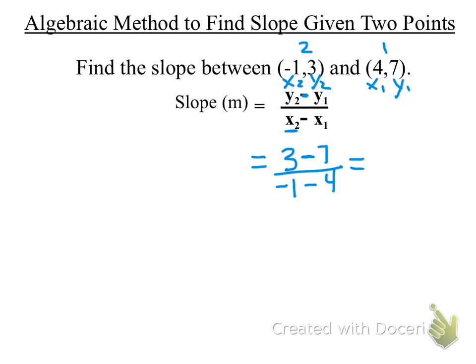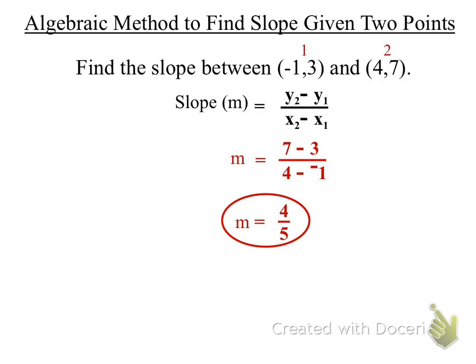And I get negative 4 over negative 5. What does that reduce to, please? 4 over 5. So when I reduce it, it will be the same. Now, look here. This time, I named it point 1 and point 2. And instead of negative over negative, I got positive over positive. Do you see how it works out?